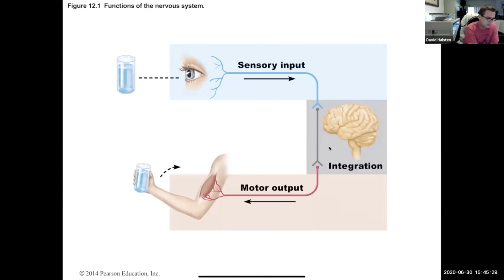Okay. All right, a stimulus, water. Okay, sensory receptors, photoreceptors, pick up light. Sensory input is sent to an integration center, processes information, sends out a motor response.